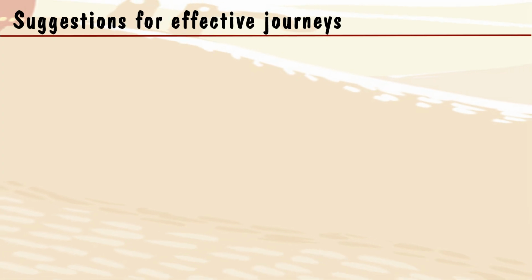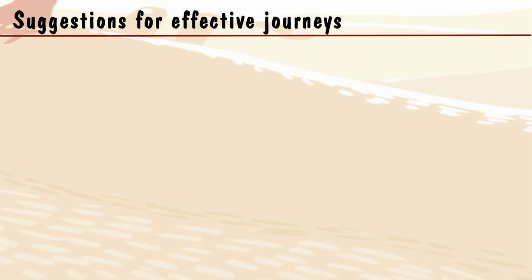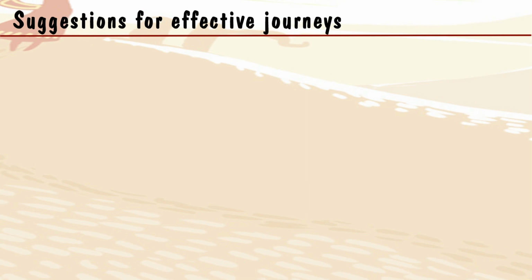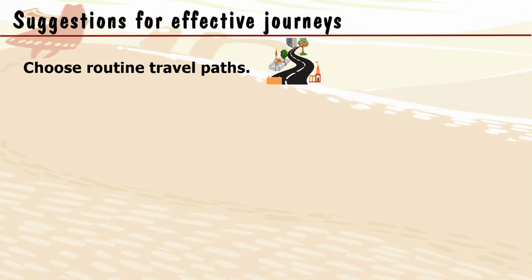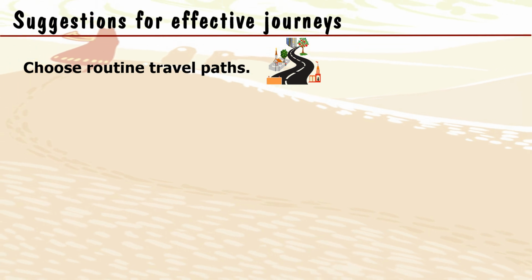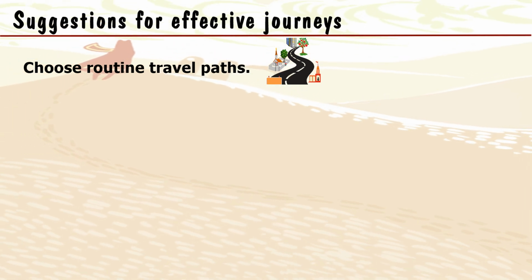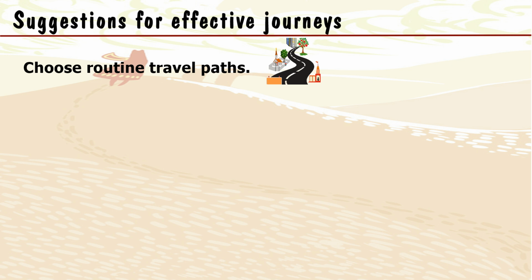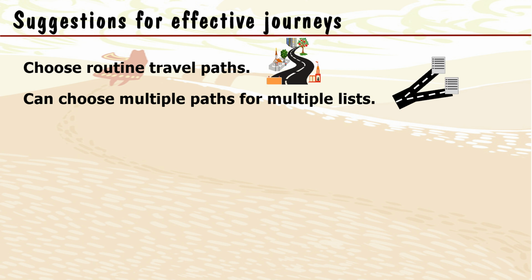Here are a few suggestions for making effective journeys in our memory. Effective journeys can be made by choosing some routine travel paths like home to office, home to shopping mall, intercity travel routes, etc. With some practice, people can remember even 100 items within that path. Even multiple sets of objects can be remembered by choosing different paths for different lists.